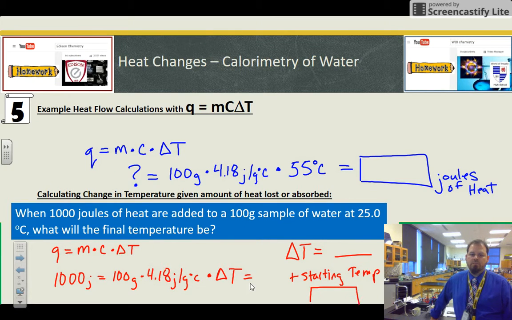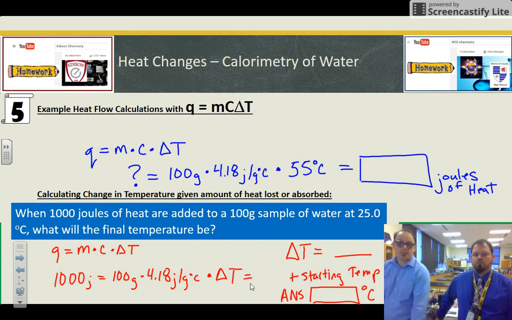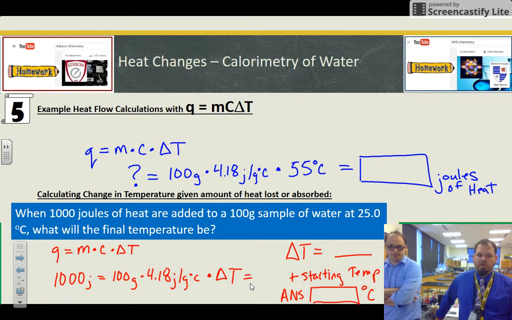And so your answer is going to be some degrees Celsius. So add your starting temperature to your delta T, and you've got your final answer. Okay, good. Let's keep going.